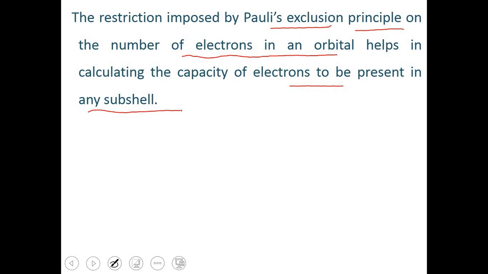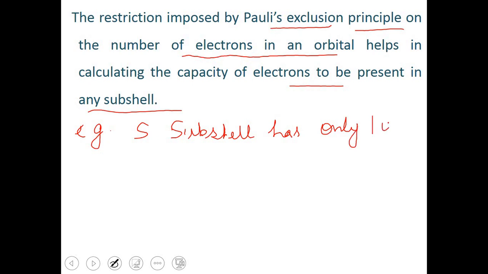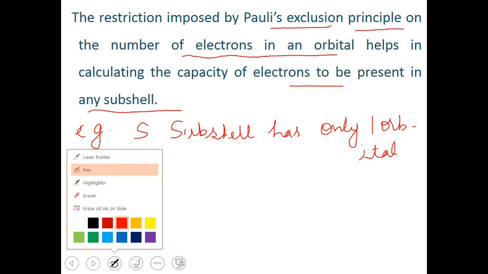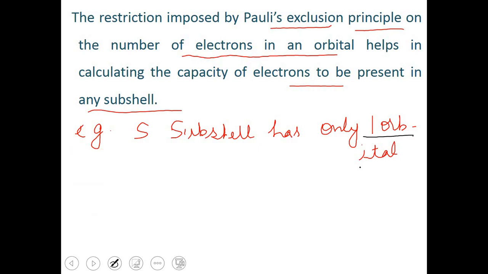For this I want to take an example. All of you know that the S subshell comprises only one orbital. So what do you think? How many electrons can be accommodated in the S subshell? As it has only one orbital, it can accommodate only two electrons.